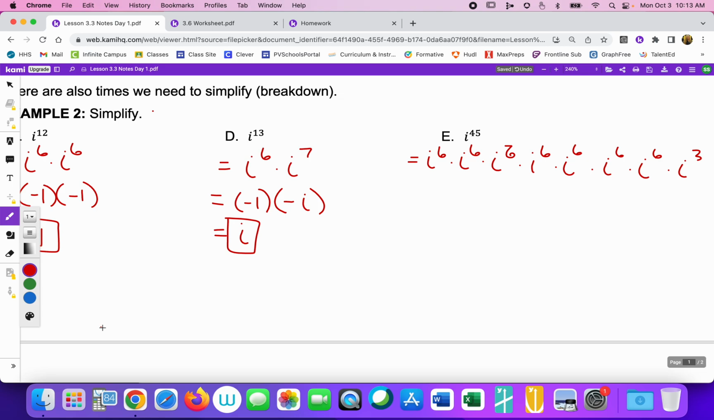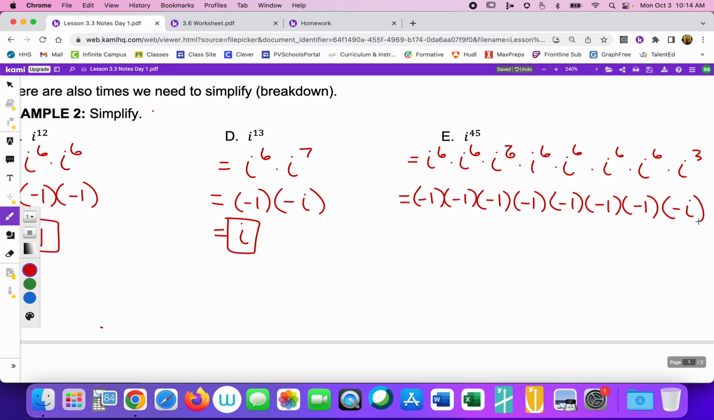Now this is a shortcut to you writing out rad of negative 1 squared, rad of negative 1 squared, rad of negative 1 squared, all the way down. Okay. Now each i to the 6th is what? Negative 1, and what's i to the 3rd? From your chart. Negative i. So we have 7 negative 1s, and then we have a negative i.